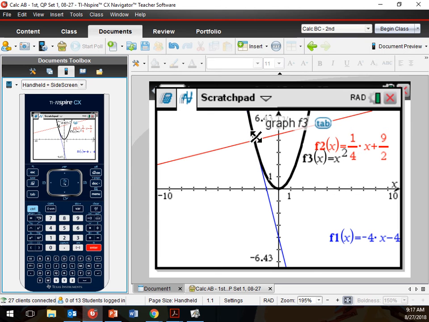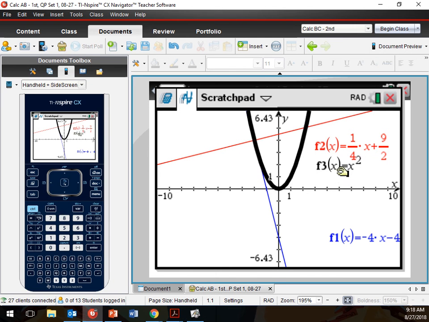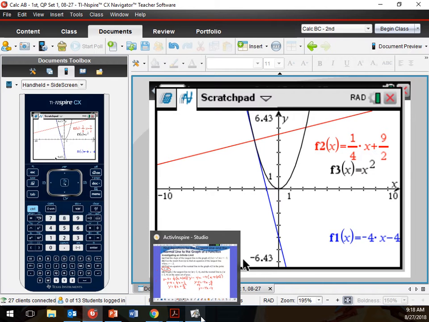So right here, this line is touching right there at that one point, so that is the slope of the graph at that point, and then this is perpendicular to that graph also. Make sense? Questions, concerns, complaints?